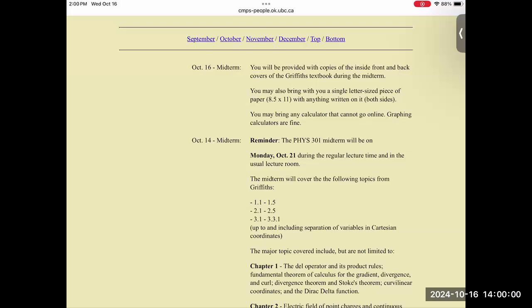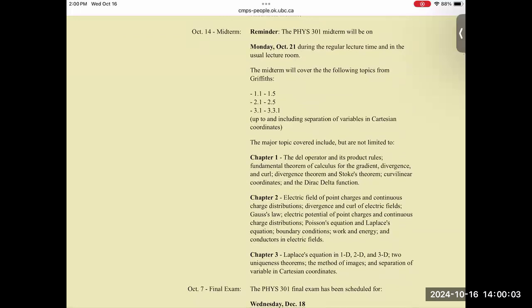The first thing I wanted to do is remind you that we have the midterm coming up on the 21st, so that's Monday. I posted some information about the midterm over the weekend, and if you haven't seen it, here it is. All it says is that the midterm will cover chapters 1 and 2, and then up to separation of variables in Cartesian coordinates, which is a problem that we're going to finish today in the first 10 minutes or so. The stuff that we do beyond that will not be part of the midterm.